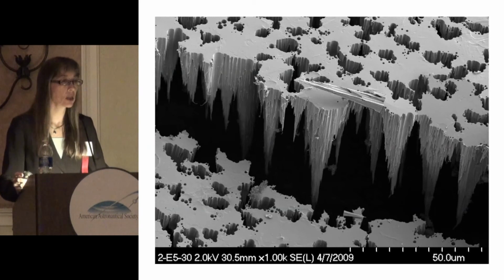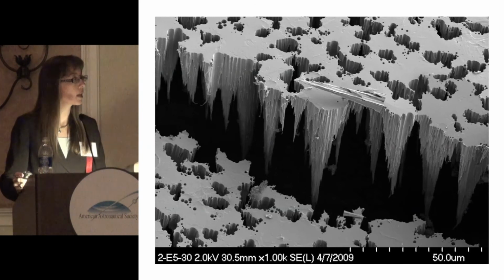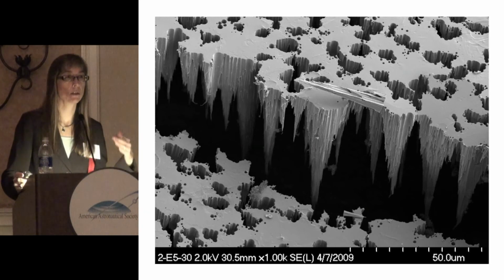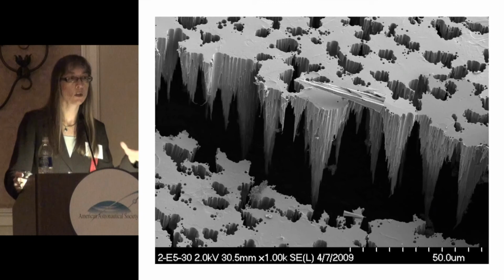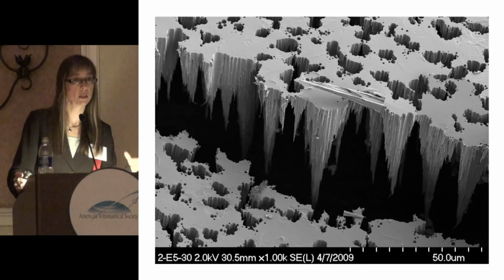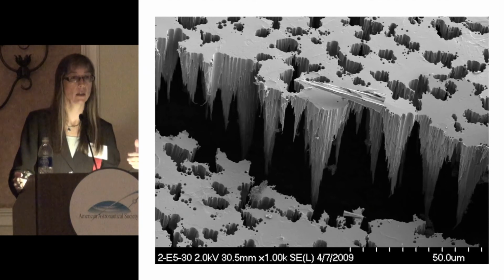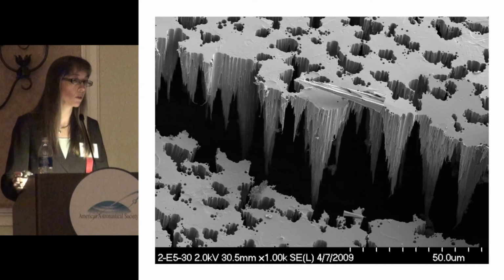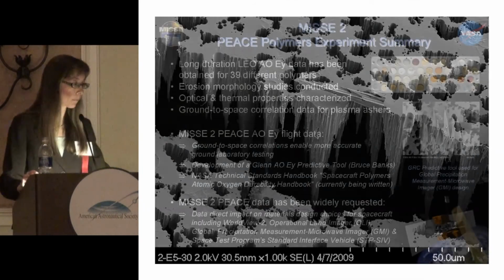And what we can also see is that in these cone valleys, there are actually holes. This allows atomic oxygen to get down and interact with the underlying layer. So even though your film appears to be intact, you can get atomic oxygen erosion occurring down below it. And that's very important to know when you're designing spacecraft for atomic oxygen durability.